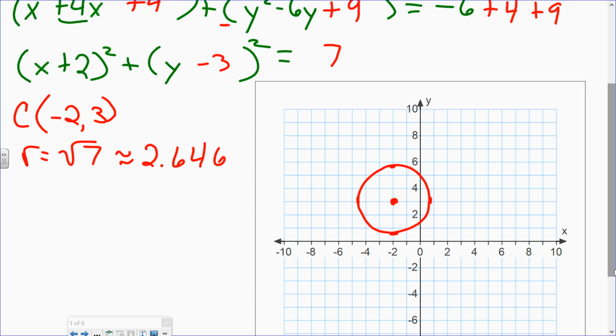I need to either in my workspace or on my graph label the center, which I've already done, either in my workspace or on the graph or both. I can draw one radius wherever I want in there and label it √7. Questions with that one? Okay, then final example for today.